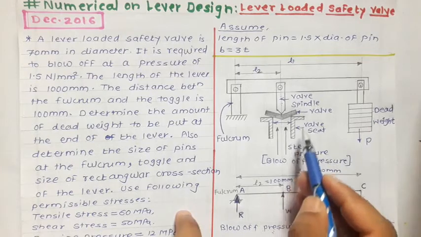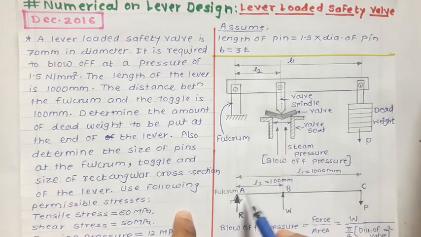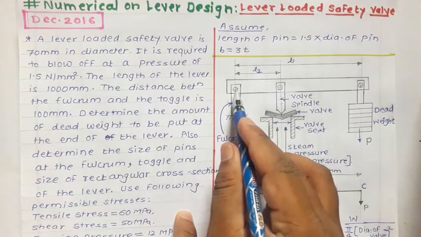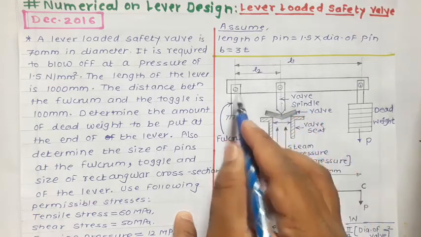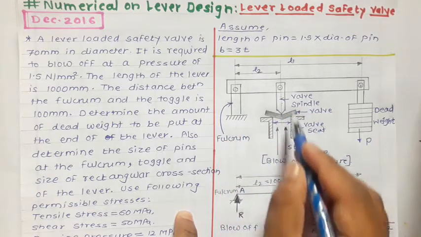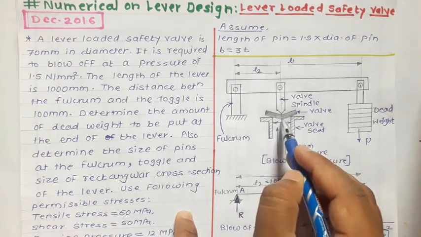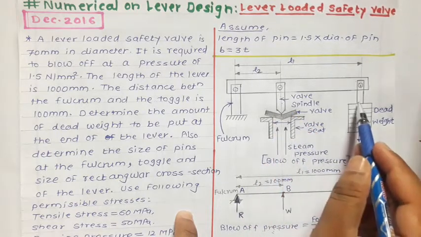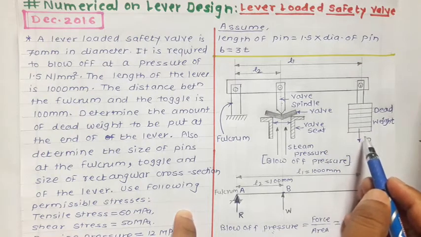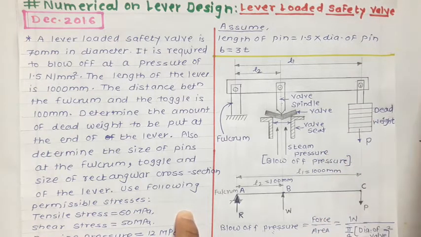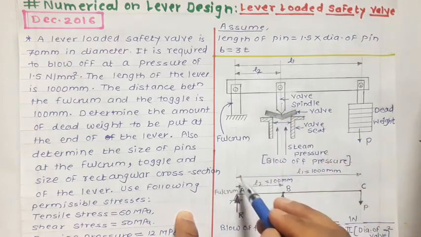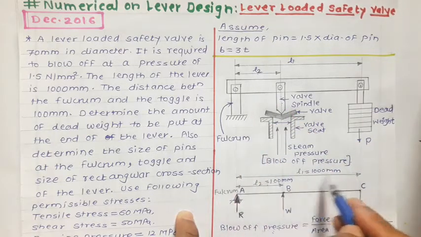Now we can represent this lever loaded safety valve with this simple diagram. This is a point A, that is the point at which this lever is pivoted, that is the fulcrum. This is the point B at which the valve spindle is connected with the valve, and this is the point C at which dead weight is attached at the end of this lever. Distance between A and B is L2. Distance between fulcrum, that is point A, and C is L1.